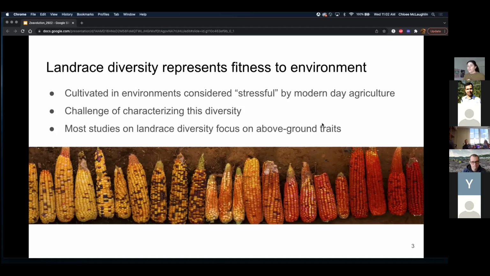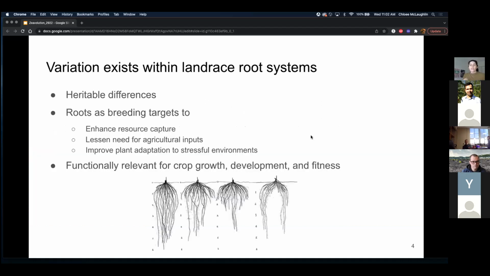There's a real interest in uncovering the basis of this fitness, but it's coupled with a challenge of characterizing the diversity. Oftentimes when people think about landrace diversity, there's a real focus on above ground traits, whether it be cob-related traits or flowering time. But in the Sawyers lab, we like to think about how heritable differences and variation also exist in below ground traits, including aspects of root system architecture and anatomy.